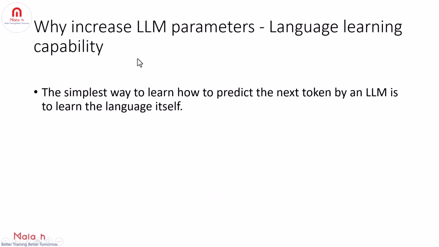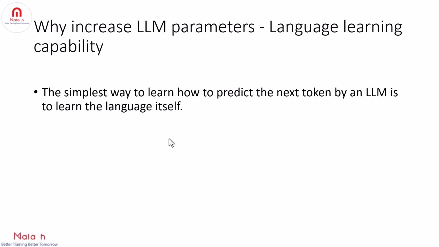And the second reason why LLMs need more parameters is language learning capability. LLMs can do several tasks, for example, language translation, text summarization, or sentiment analysis. Sentiment analysis means, for example, if you're trying to sort emails, you want to sort by spam versus not spam. So that is the sentiment. And we are just training the model to predict the next token, right?